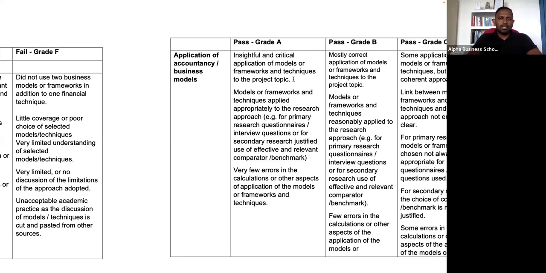Models or frameworks and techniques applied should be appropriate to the research approach. For primary research, questionnaires and interview questions. For secondary research, justified use of an effective and relevant comparator or benchmark. So bring those models and show how you applied the model in your research appropriately. Very few errors in the calculation or other aspects of application of the models, frameworks and techniques. So the number of errors in your application has to be very low if you want to get grade A.